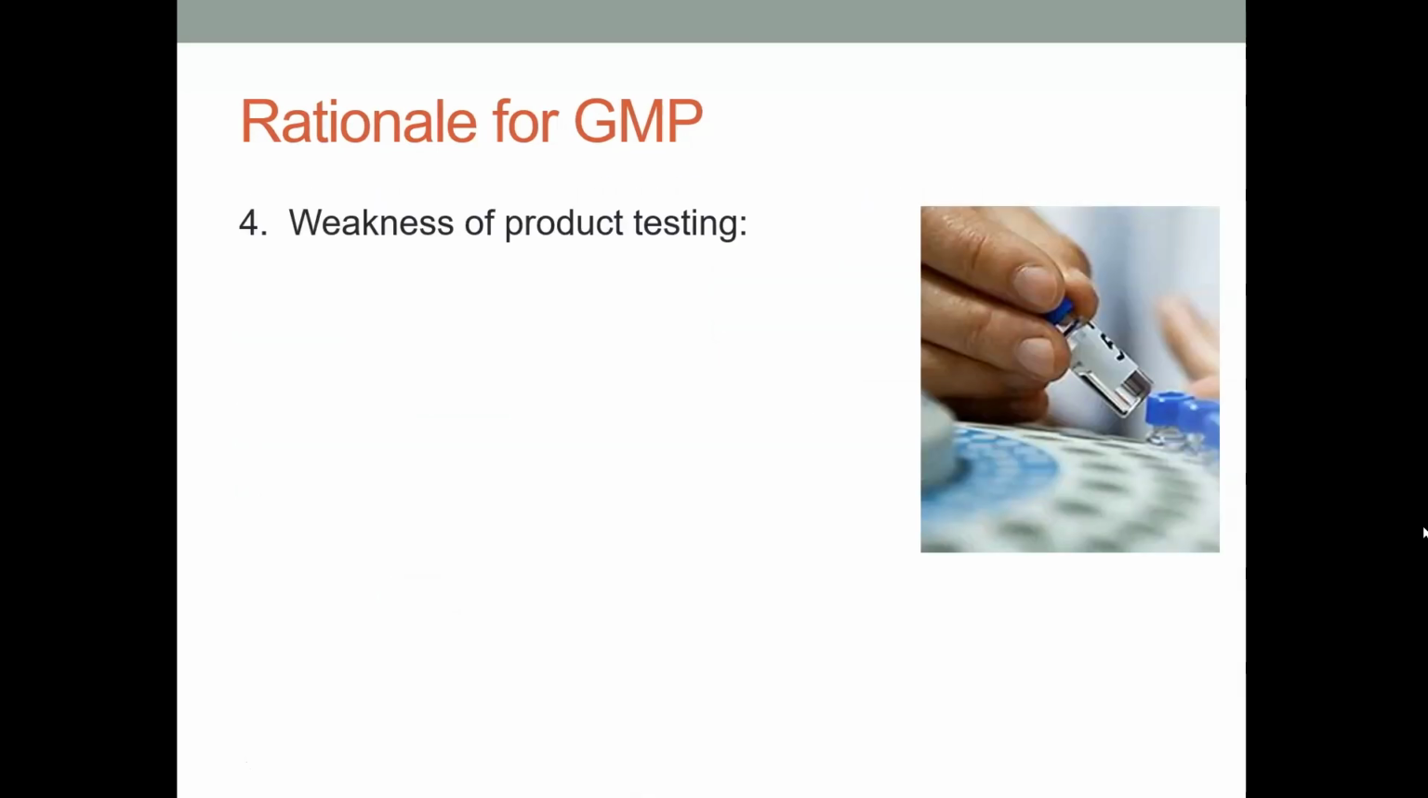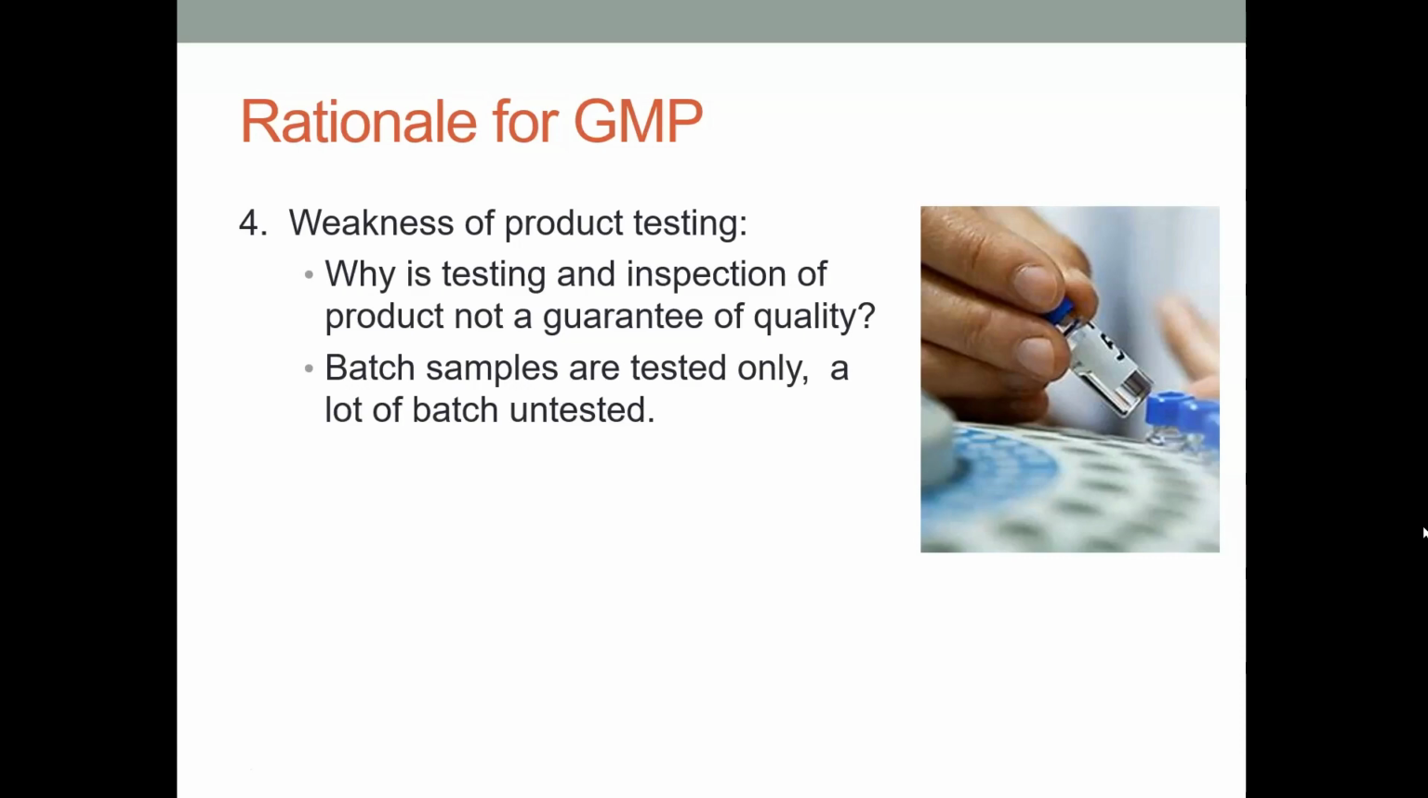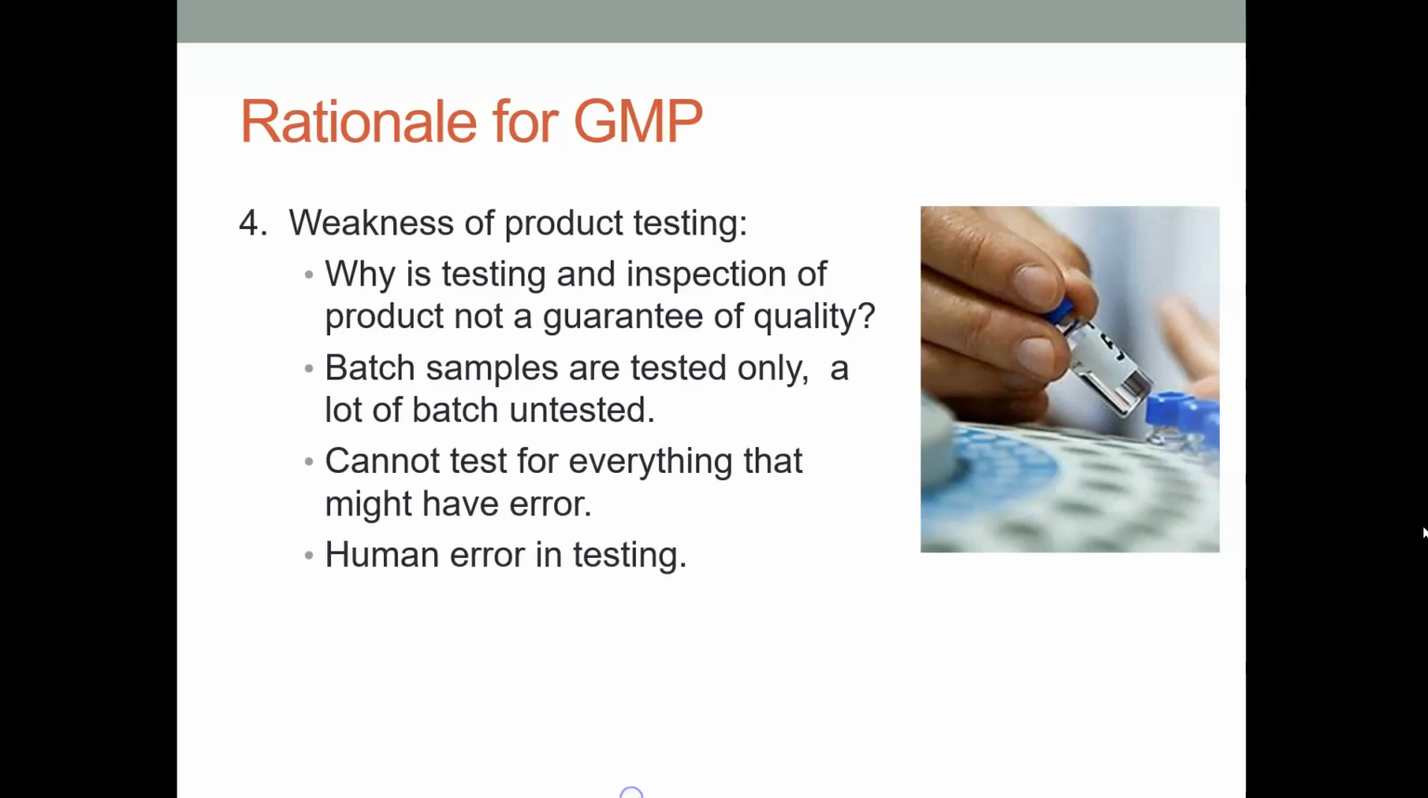When we test a product, there are weaknesses inherent in that testing. Why would you think that might be? Well, when we're testing a product, we're only testing a sample of the batch. We can't test the entire batch because most tests are degrading. So you can't check for everything that has an error as well. Things could happen that are outside of the scope of what you might think is possible. Things just happen. There's also human error in testing. People can make mistakes, even unbeknownst to themselves.